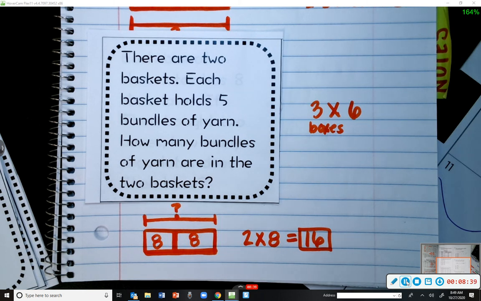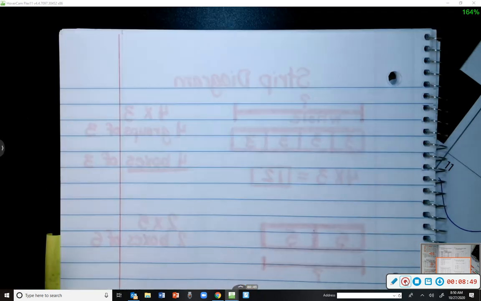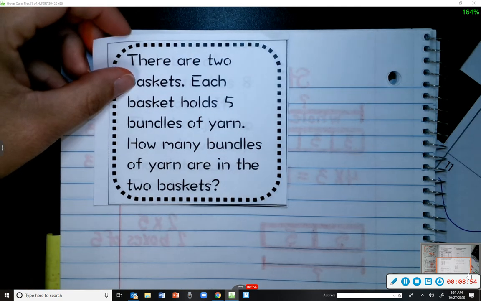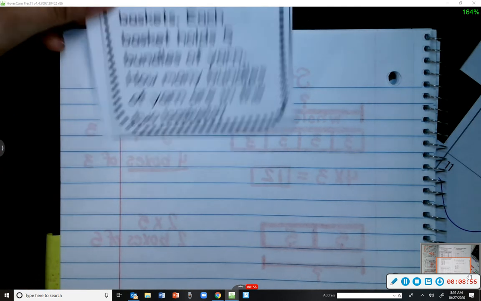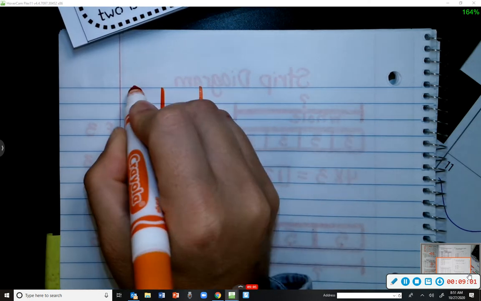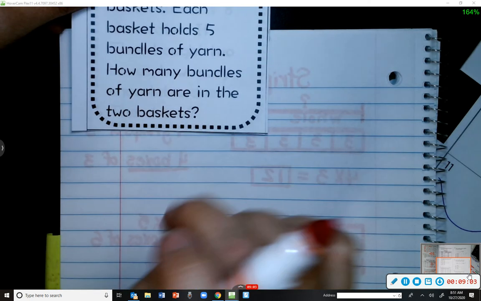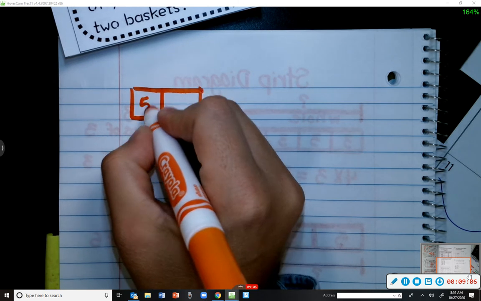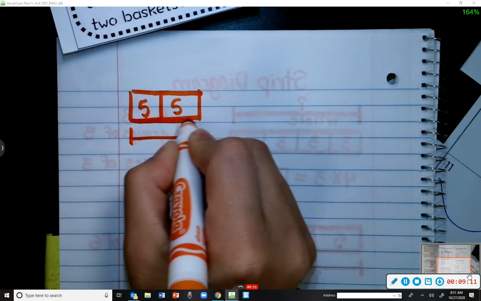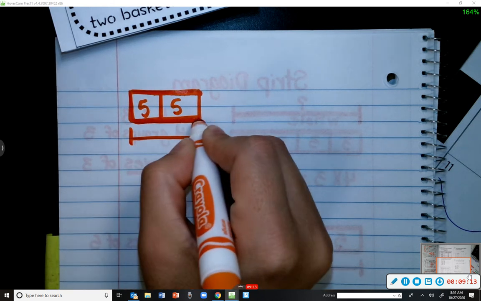There are 2 baskets. Each basket holds 5 bundles of yarn. How many bundles of yarn are in the 2 baskets? Okay, so the problem asked us to find how many bundles of yarn are in the 2 baskets. So you should have drawn 2 boxes. And it said 5 bundles of yarn. So we're putting 5 in each box. Don't forget your bar at the bottom to represent the whole amount.